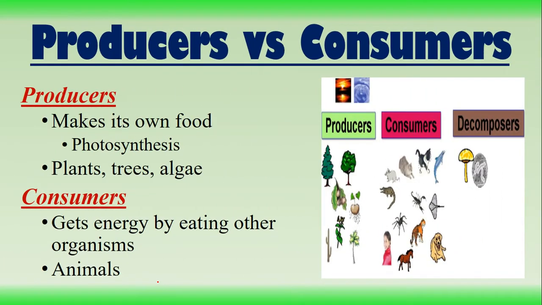Now, when you talk about the organisms in a biome or an ecosystem, you're going to talk about them as either being producers or consumers. A producer is anything that makes their own food through photosynthesis. Producers are plants. Anything that's considered a plant. So plants, trees, flowers, moss, also algae. Algae is a plant. So that would be considered a producer as well. They have to make their own food through photosynthesis.